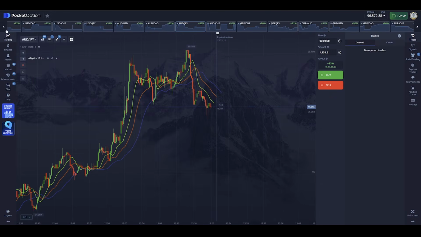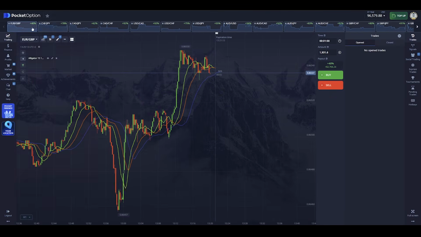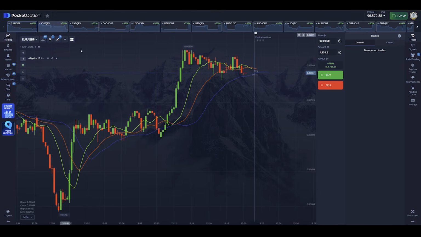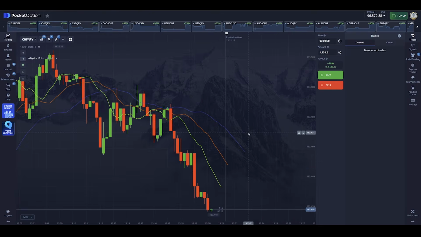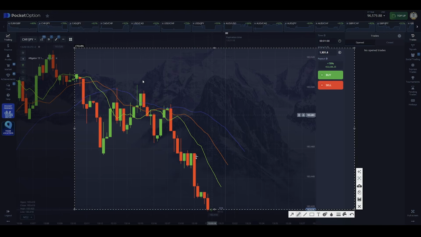Look, in order for us to open a trade, the price needs to enter between the green and the orange line. When the price goes between these two lines, that's when we can open our trade. So, the price should be somewhere in this area. This will be our entry point.